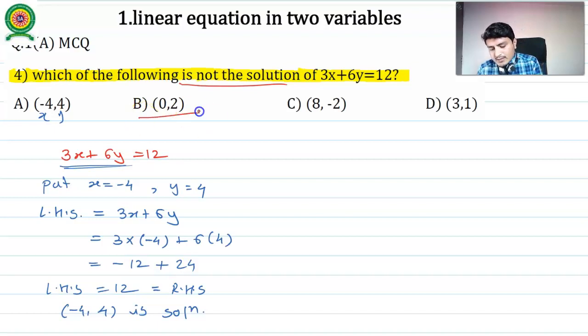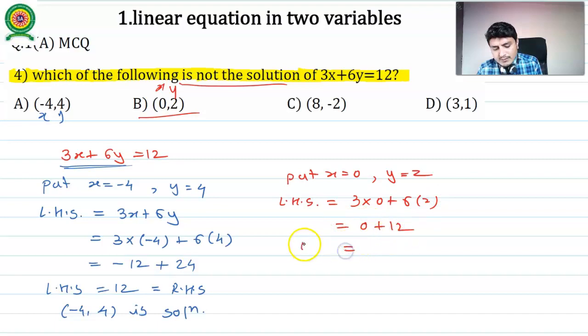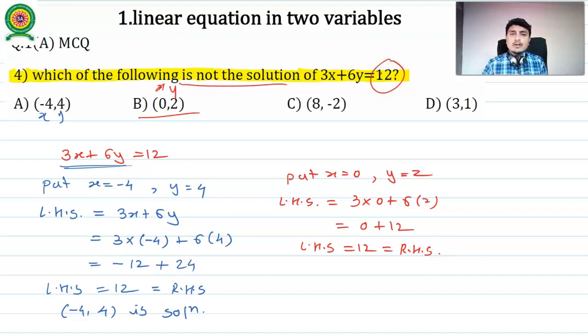Now look at the second option, we have 0 comma 2, that means x is 0 and y is 2. So try to put x equals 0 and y equals 2. So the LHS now becomes 3 into 0 plus 6 into 2. So 3 into 0 is 0, 6 2s are 12, 0 plus 12, after simplifying the LHS, we are getting exactly 12. Once it is equal to exactly the RHS, we have 12 here. So we can say 0 comma 2 is a solution of the given linear equation in 2 variables.